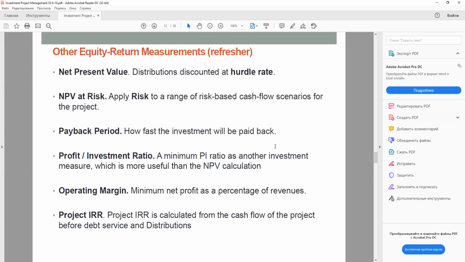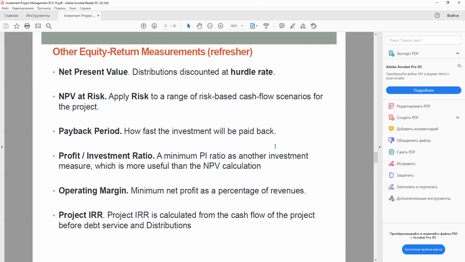So rather than increasing the hurdle rate for risk, it would make more sense to use a risk-free hurdle rate, the investor's own cost of the capital, and apply this to the range of risk-based cash flow scenarios for the project, which can be calculated using Monte Carlo simulation. This approach, known as NPV at risk, produces a range of probabilities for NPV outcome, and the investment would be made if the range of highest probability outcomes have an NPV over 0.